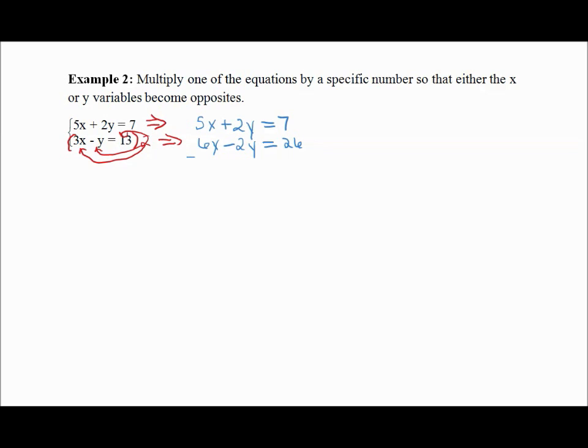Okay, so now I'm ready to solve the equations just like I did in example 1. I'm going down, combining like terms. 5x plus 6x will give me 11x. 2y minus 2y, that cancels out. Bring down my equal sign. And 7 plus 26 is 33. I'll divide both sides by 11.